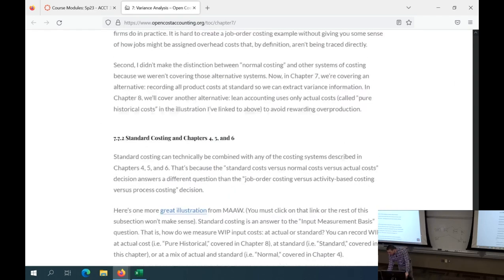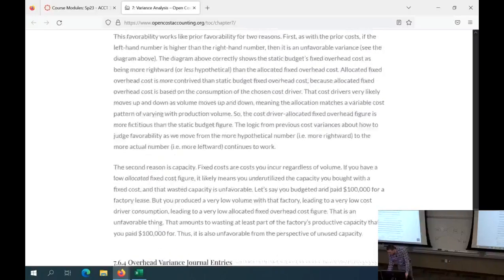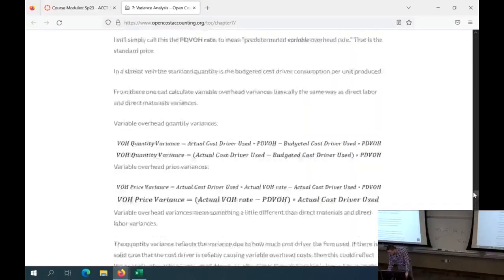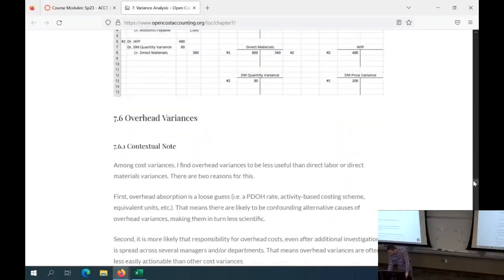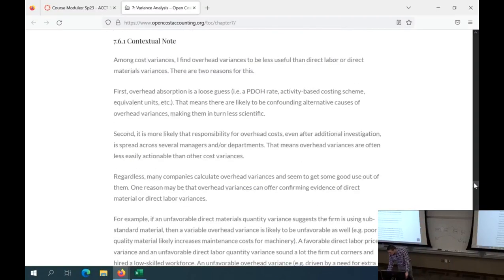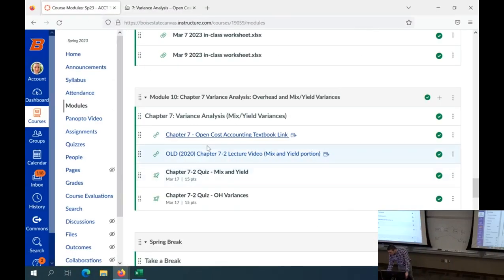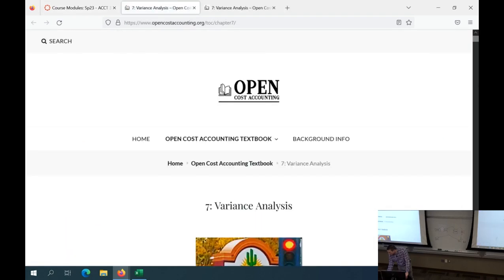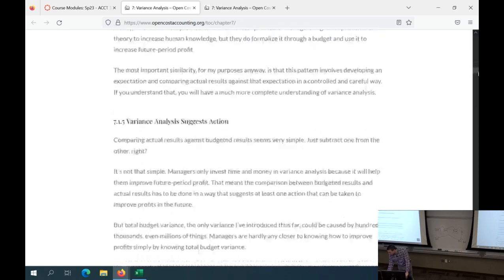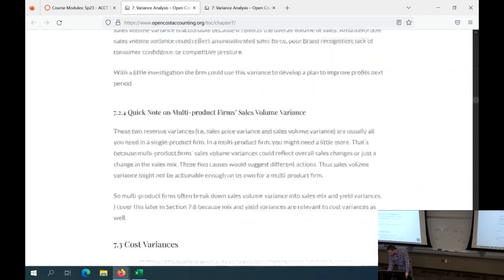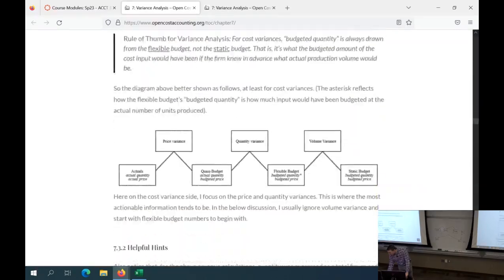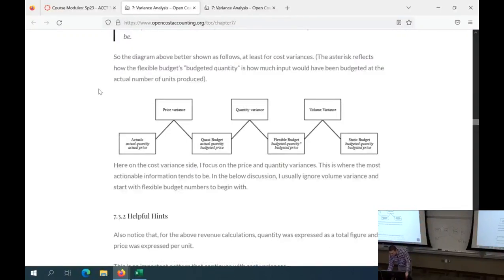I think 7.7 is interesting and important, but I think I covered a lot of that when I talked about the theory behind standard costing and variance analysis in general. I'm opening two instances of the textbook so I can keep this mountain range, the full one, right here, available.